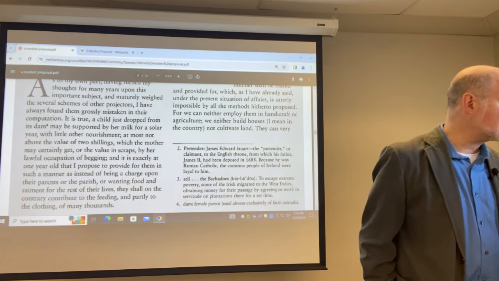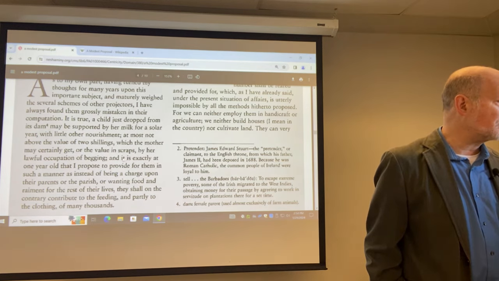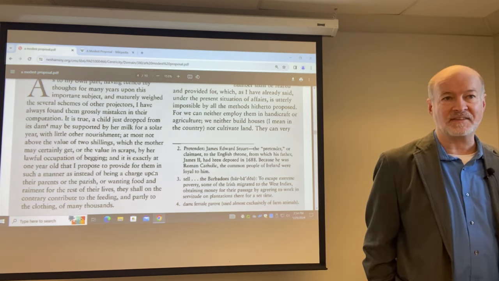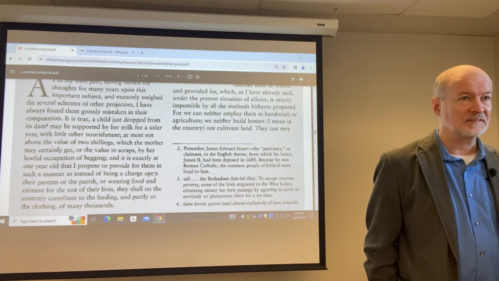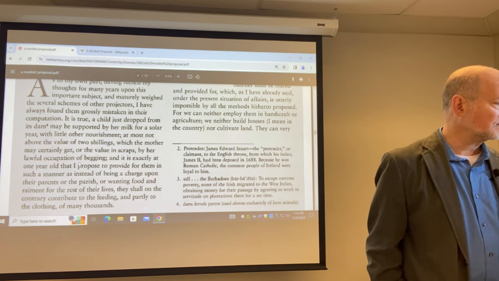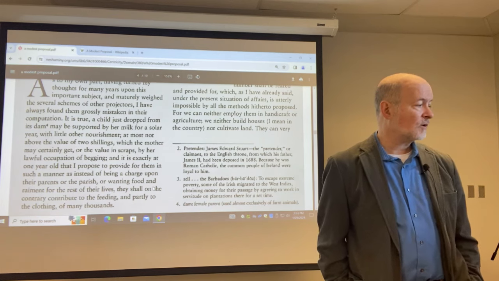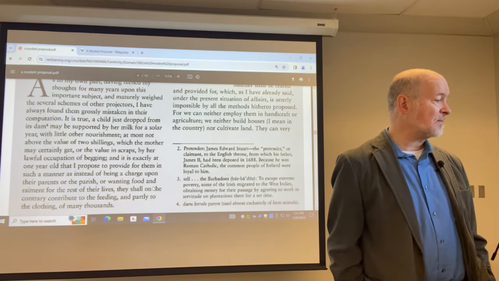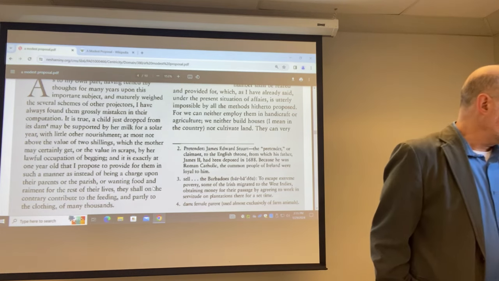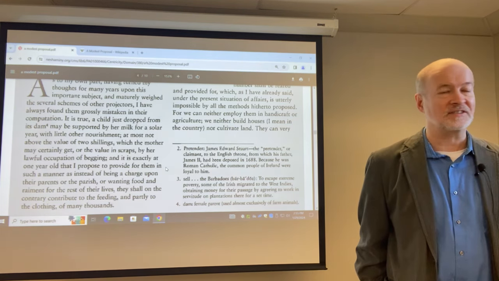Okay? So, it is true a child just dropped from its dam may be supported by her milk for a solar year with little other nourishment, at most not above the value of 2 shillings. Now he's putting a price on the cost of nourishing the child, which the mother may certainly get, or the value in scraps, by her lawful occupation of begging. And it is exactly at 1 year old that I propose to provide for them, in such a manner as, instead of being a charge upon their parents, or their parish, or wanting food and raiment for the rest of their lives, raiment is clothing, they shall, on the contrary, contribute to the feeding and partly to the clothing of many thousands. Now, this just sounds too good to be true.